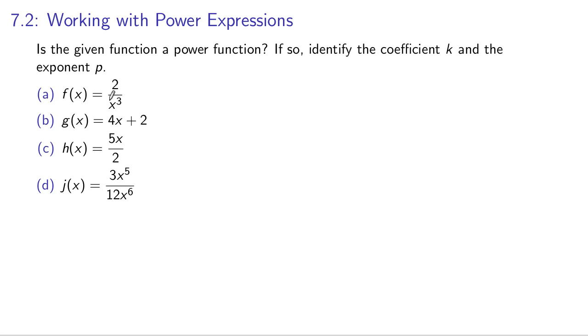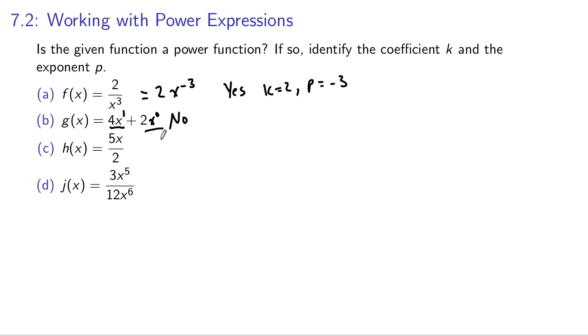Okay, first of all, we have this function, which we can rewrite as 2 times x to the minus 3, which shows us yes, it's a power function. K is 2, and p, the exponent, is negative 3. B, is it a power function? No, because we have x to the first, and here you essentially have x to the 0. The power function has only one power of the input and no other thing added to it.